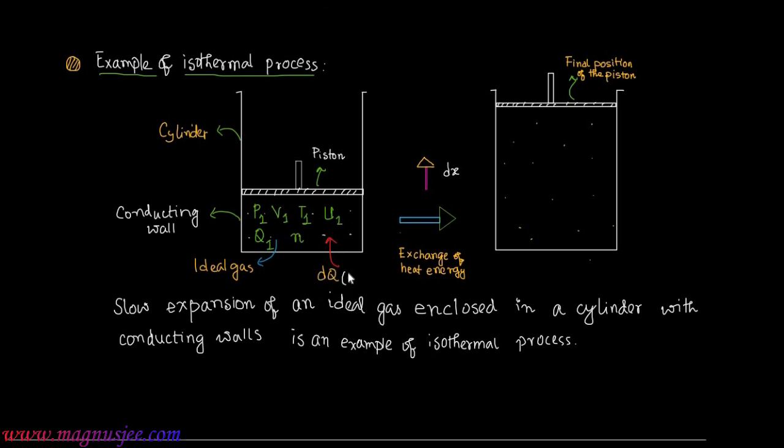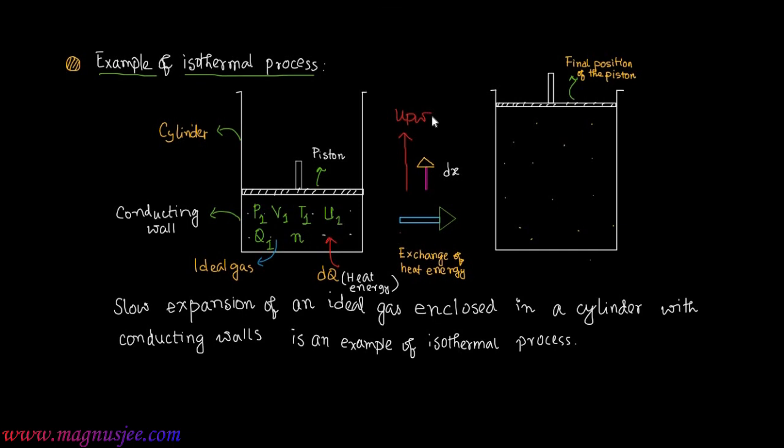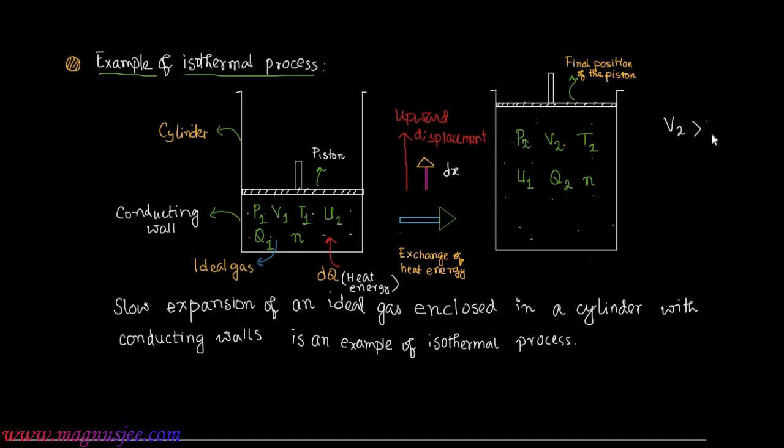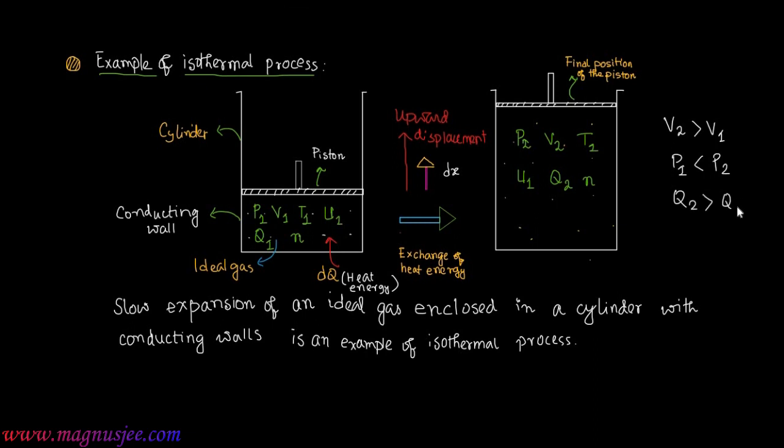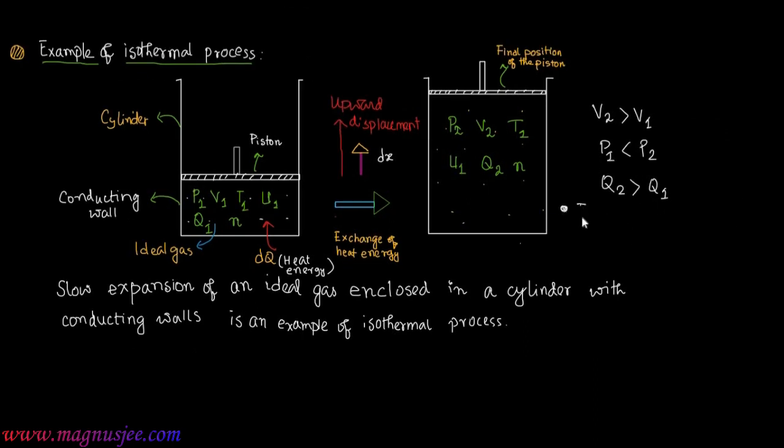Now dQ is the amount of heat energy absorbed by the ideal gas enclosed in the cylinder, and the piston will move upwards, so there will be upward displacement of the piston fitted with the cylinder. Due to this, pressure and volume change to P2, V2, but temperature and internal energy will remain constant as T1 and E1. Q2 is the final heat energy of the ideal gas. n is the number of moles. Here V2 will be greater than V1, P2 will be less than P1, and Q2 will be greater than Q1.